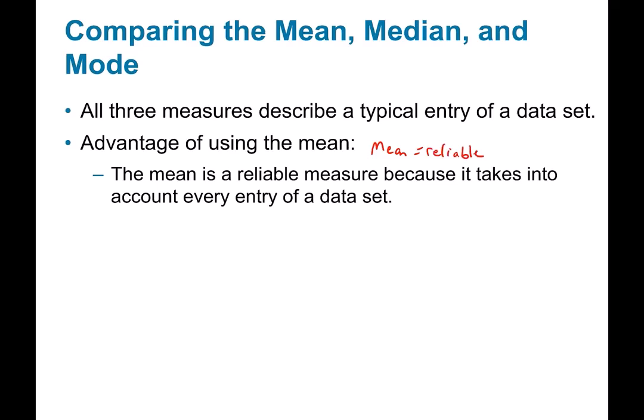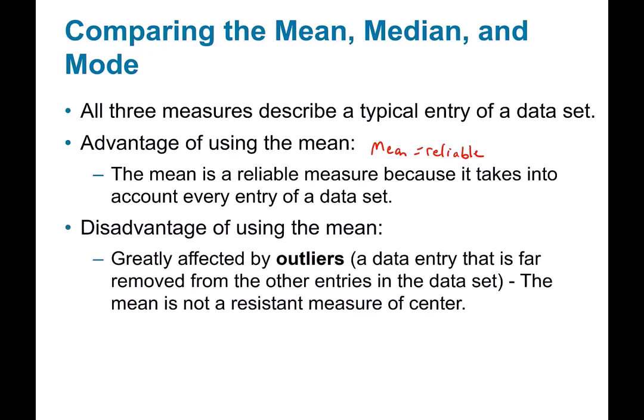But the same reason we like it, because it takes into account every entry of the data set, is also a big disadvantage for using the mean, because the mean is greatly affected by outliers. So these are just data entries that are far removed from other data entries in the data set. So while the mean is reliable, it is not resistant to outliers.